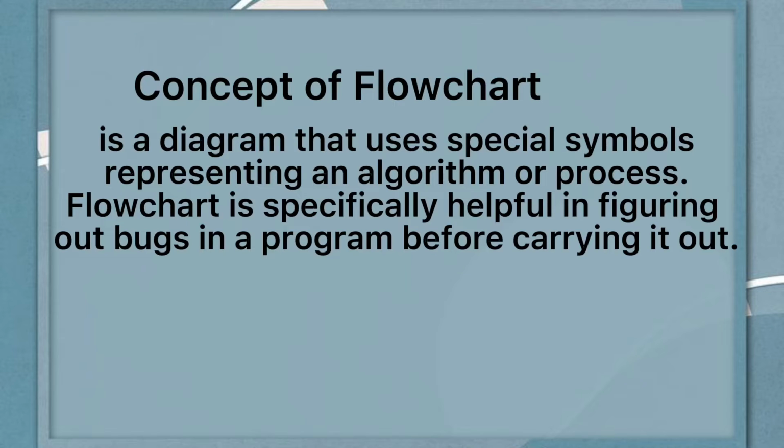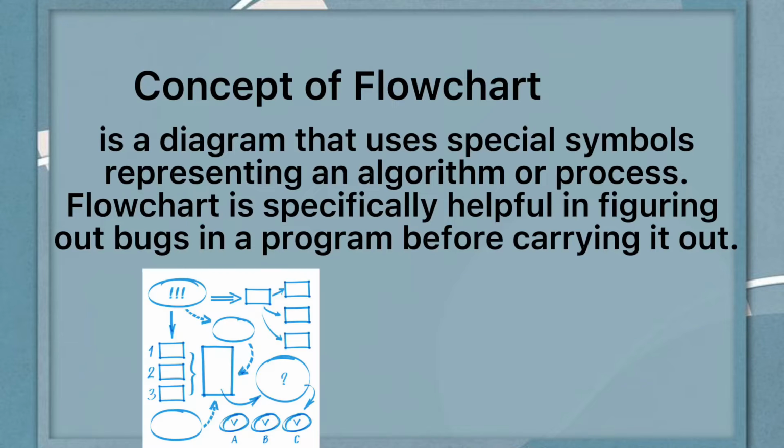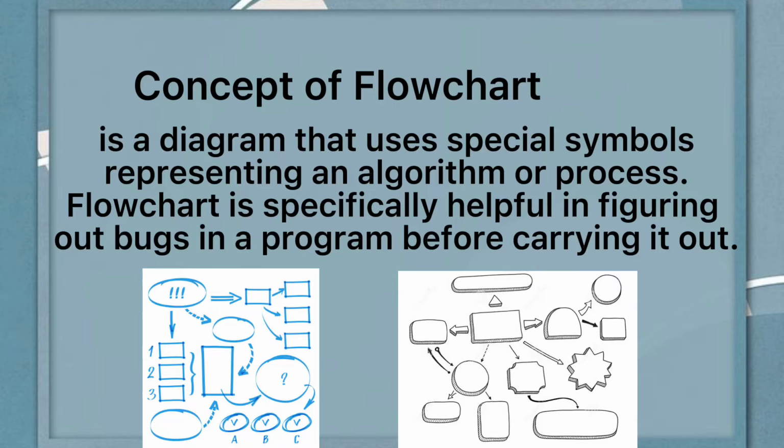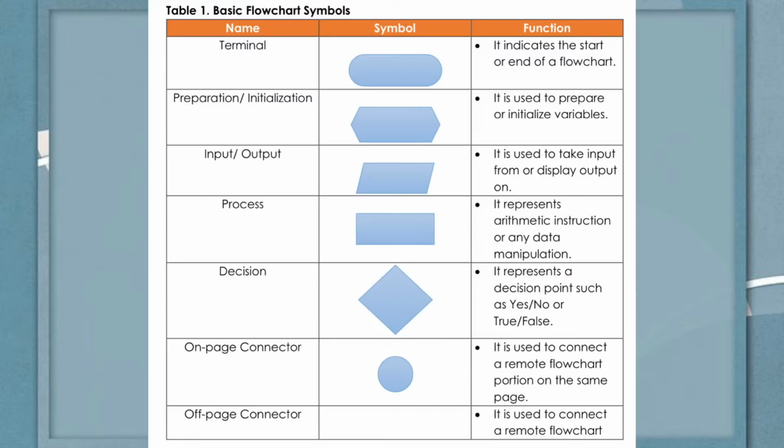Concept of flowchart. It is a diagram that uses special symbols representing an algorithm or process. Flowchart is specifically helpful in figuring out bugs in a program before carrying it out.